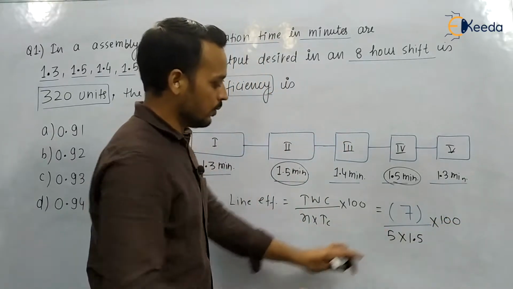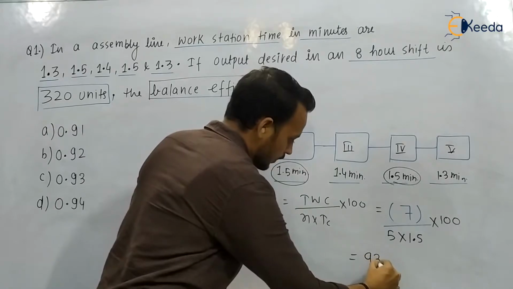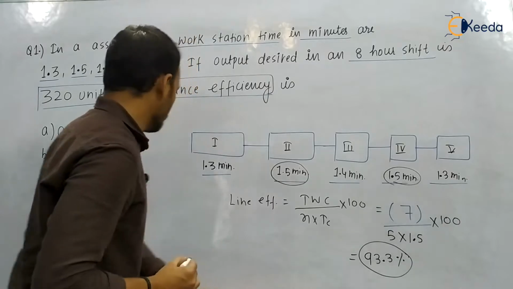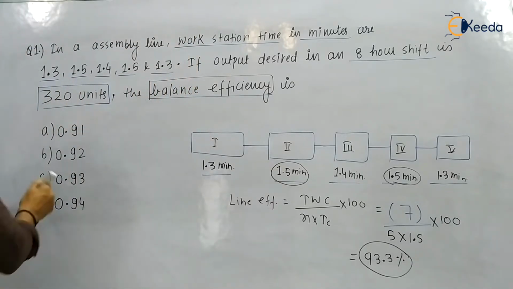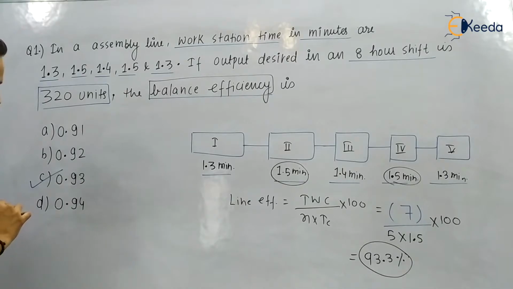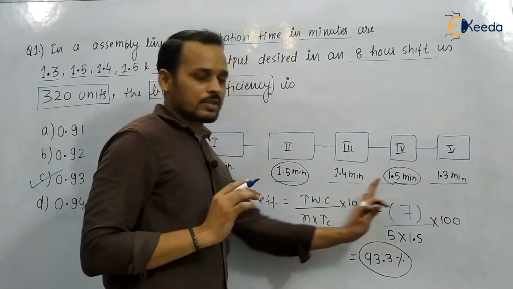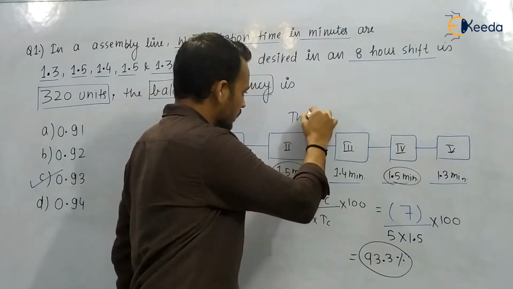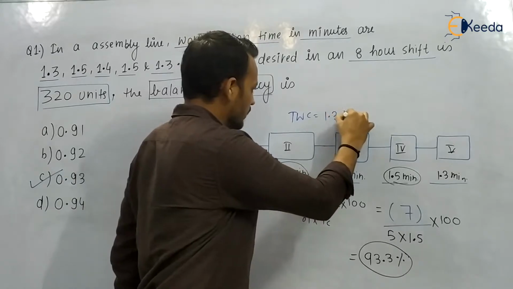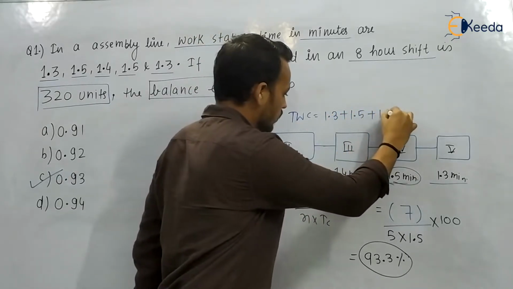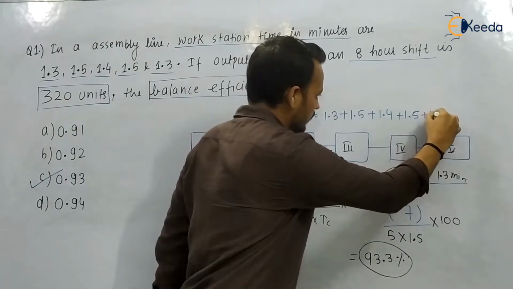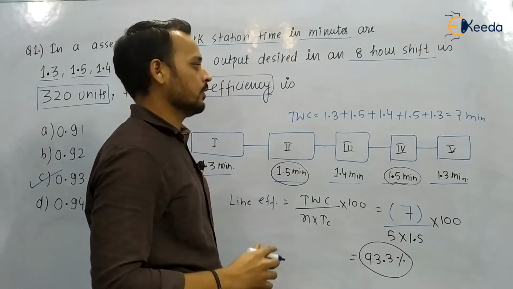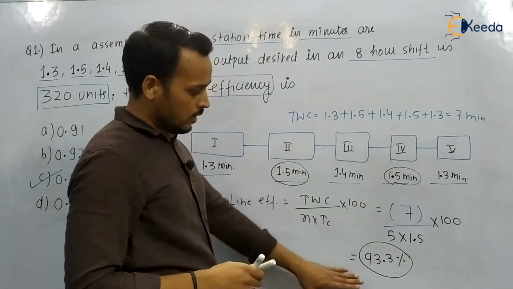Just solve it, you will get 93.3%. The option they have given is 0.93. So this was the first question, a very simple one, directly based on the formula. TWC, total work content, is the summation 1.3 plus 1.5 plus 1.4 plus 1.5 plus 1.3, which is 7 minutes.